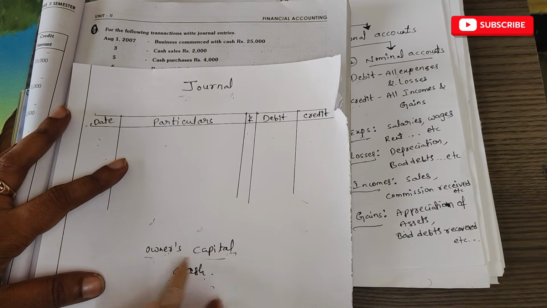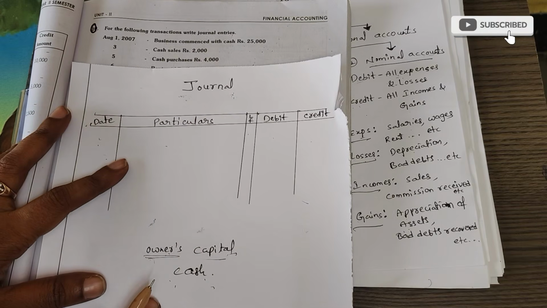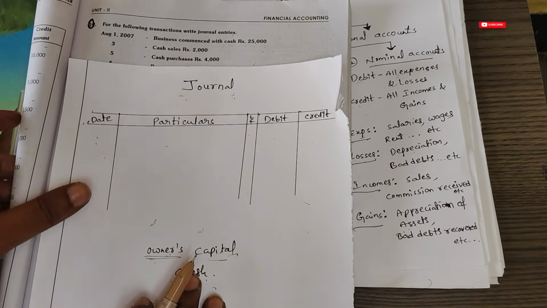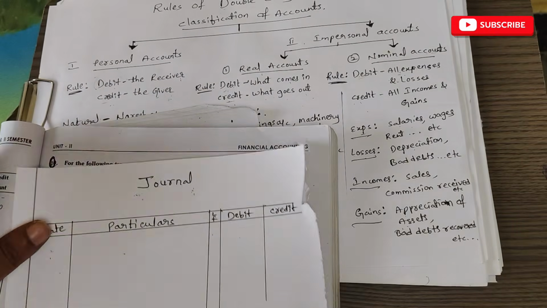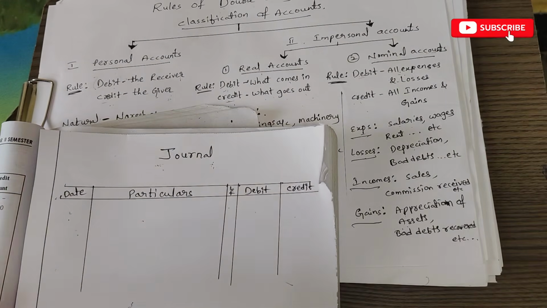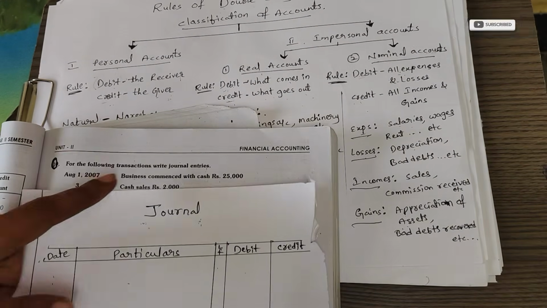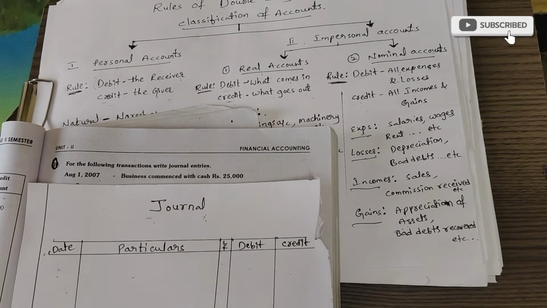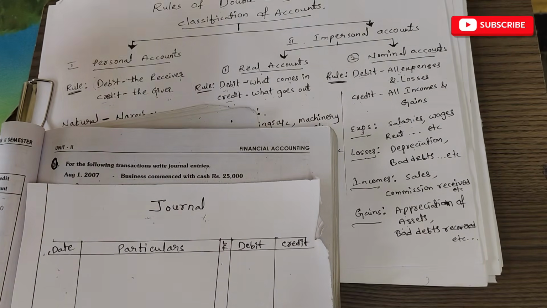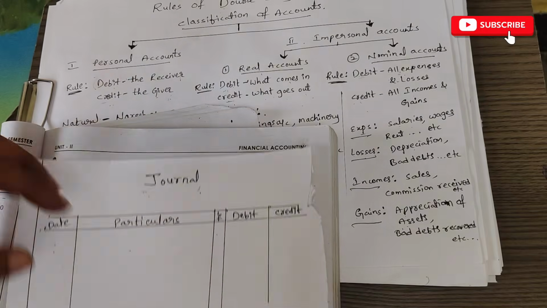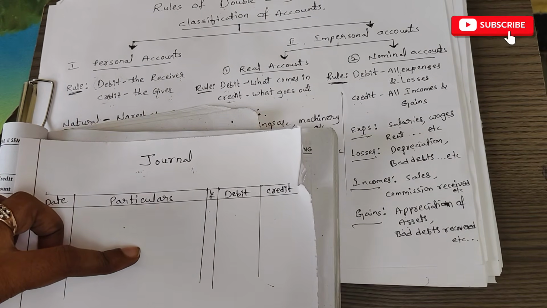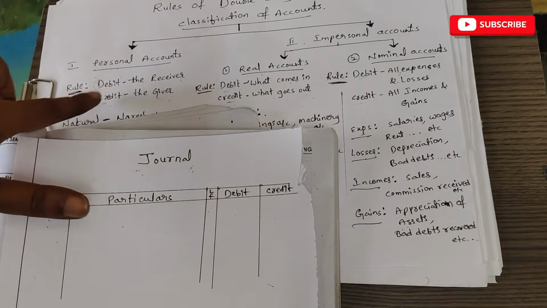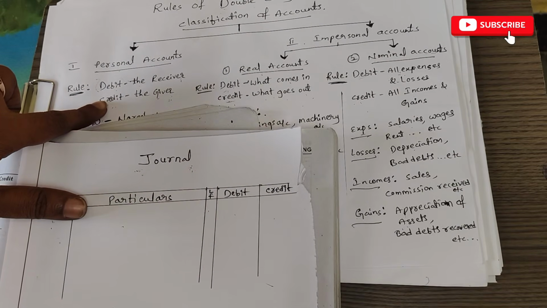Okay, owner's capital. Owner is a person, a natural person. So it is a personal account. What is the rule of personal account? Debit the receiver, credit the giver. So is the owner the receiver or giver? For the business purpose, the owner is investing money in the business, so he is a giver. So for the giver's account, debit or credit? Giver's account is credit, so it is credit.